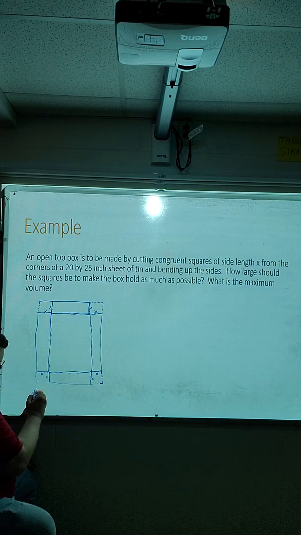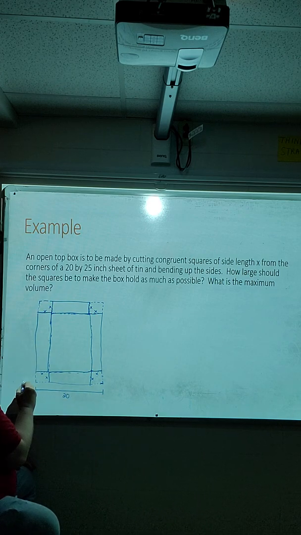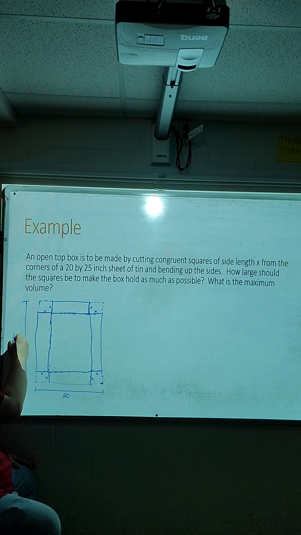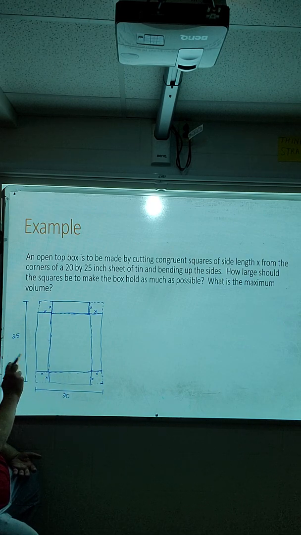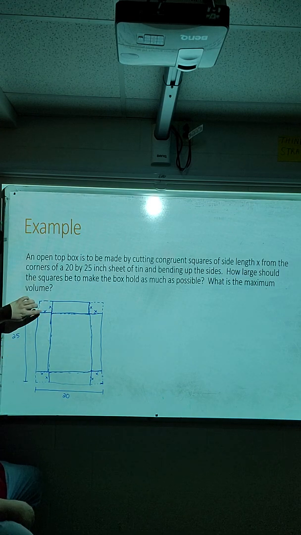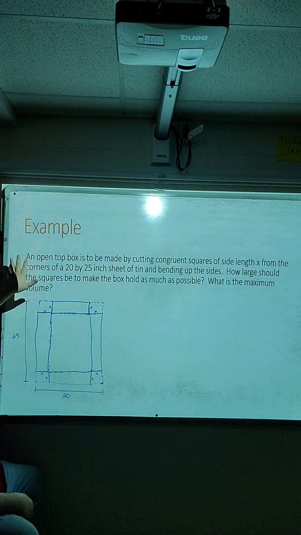Okay. We know that the original sheet of tin was 20 by 25. We're trying to maximize the volume. We want to hold as much as possible. If it's going to hold as much as possible, we're trying to maximize the volume, so we definitely need a function for the volume. We've already introduced a variable here. We made the side length x. The problem actually had that for us.